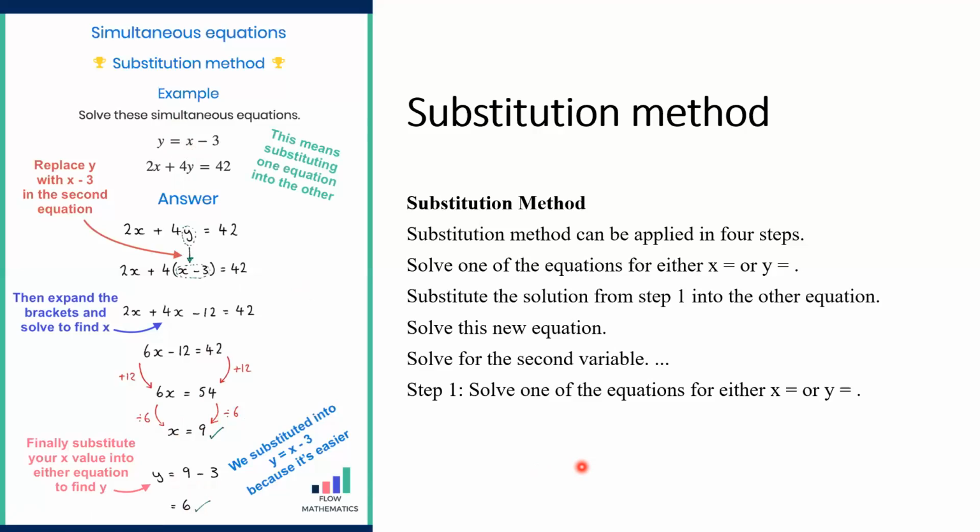Okay, so guys, basically this is what it is about simultaneous equations. We have two methods. One is the elimination method, the other one is the substitution method. Now I'm going to continue with more examples.